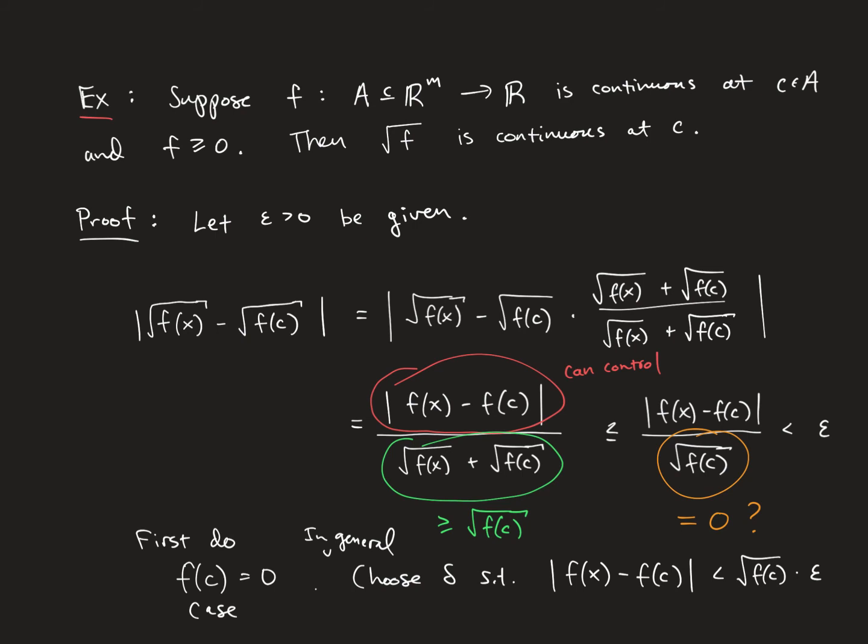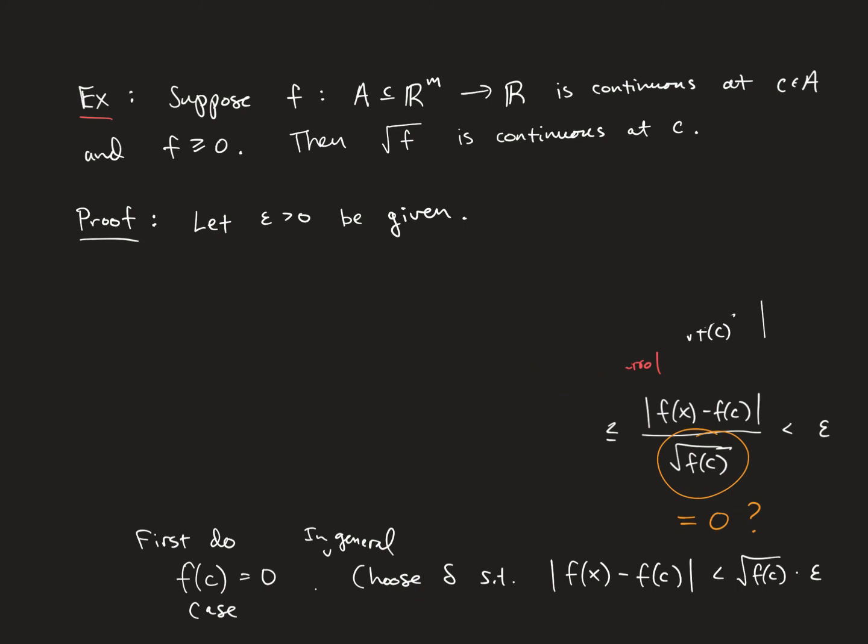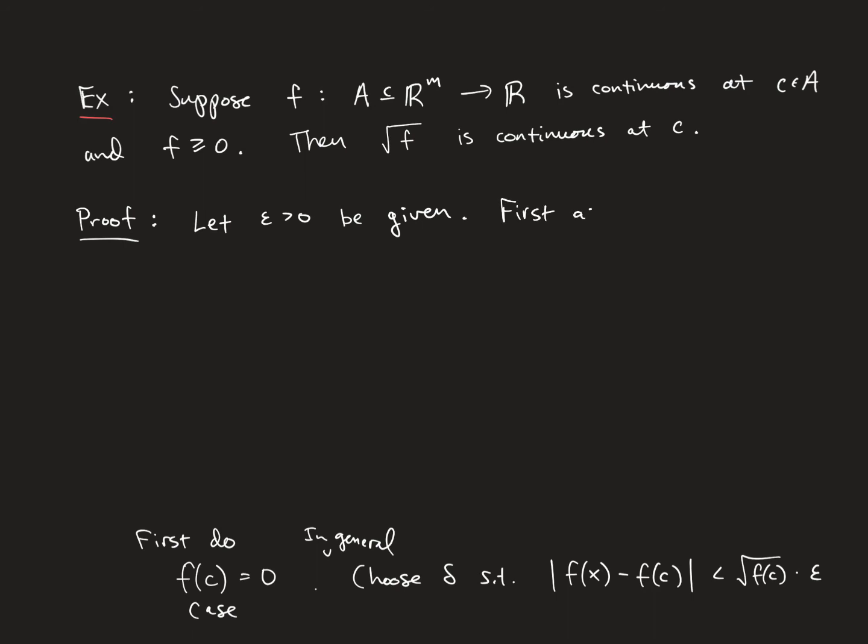Okay, so that's my scratch work here. So we did this scratch calculation, and then that gives us this summary down at the bottom of how we're going to handle the proof. Okay, so if we let epsilon greater than 0 be given, so first assume that f of c is equal to 0.